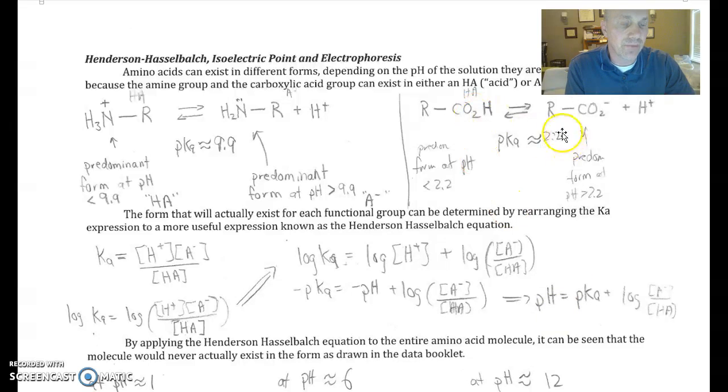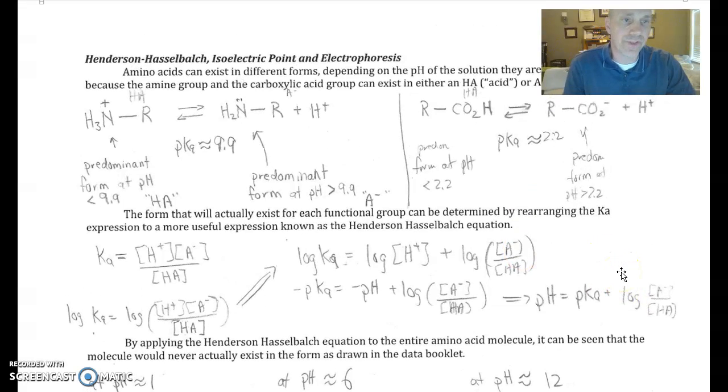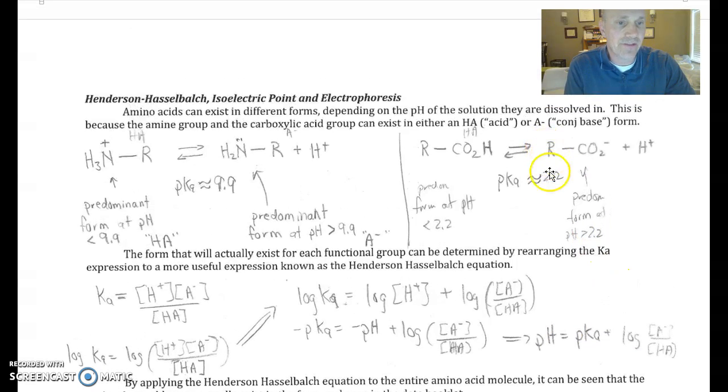All right, so if we put this number in right here, and we just say, at this given pH, what would the ratio of this to this be? If you put those numbers in and solve for that ratio, it would tell you how much you have of each.